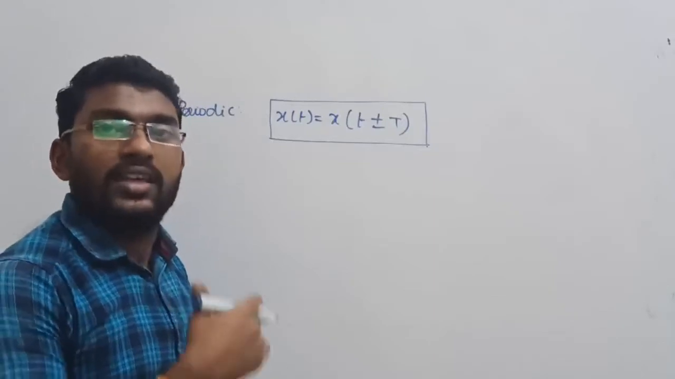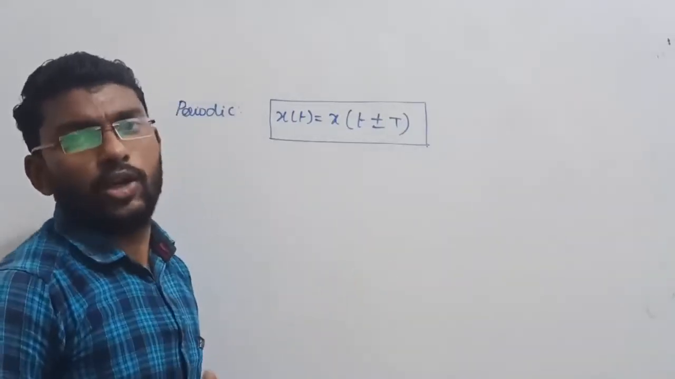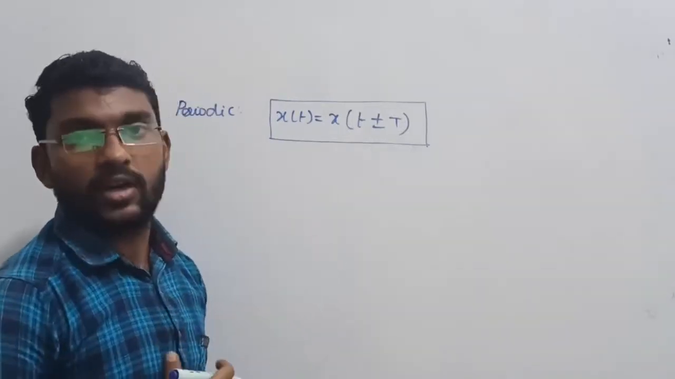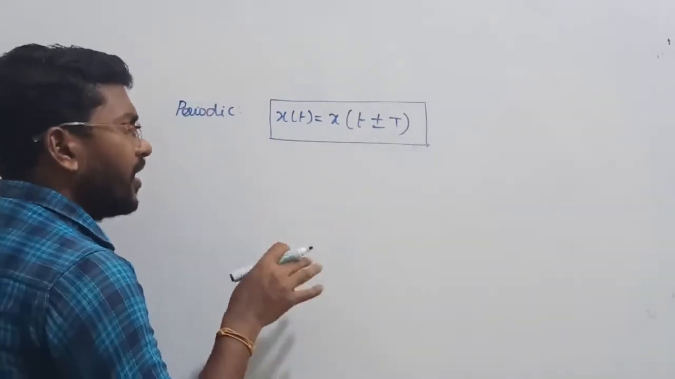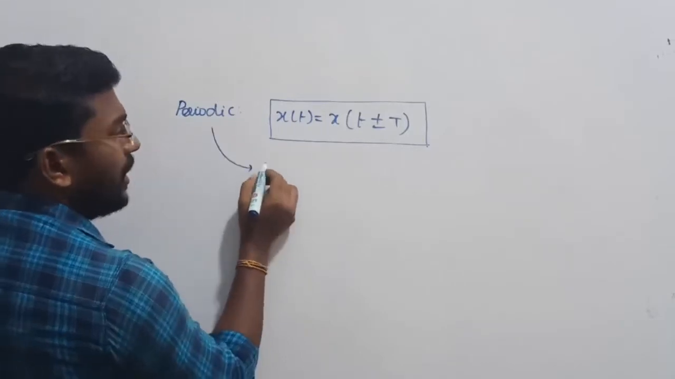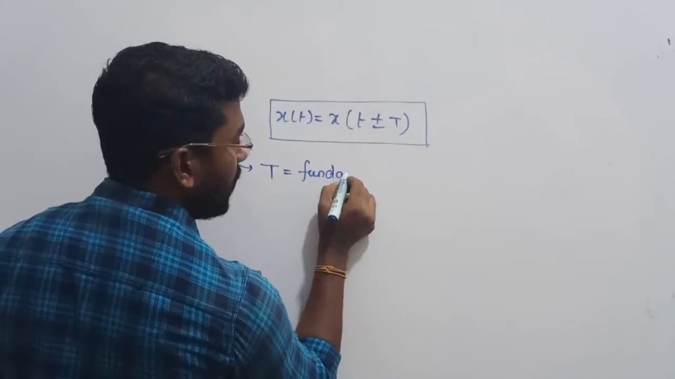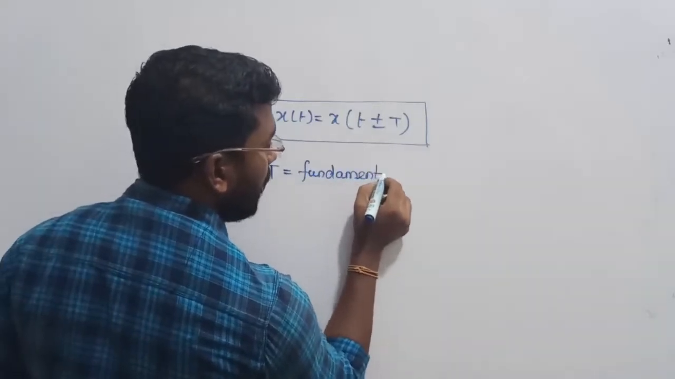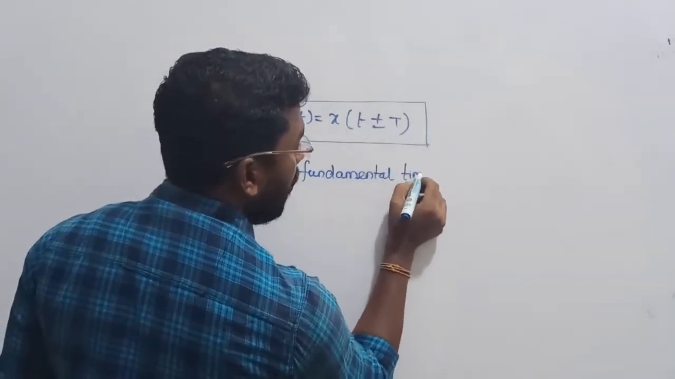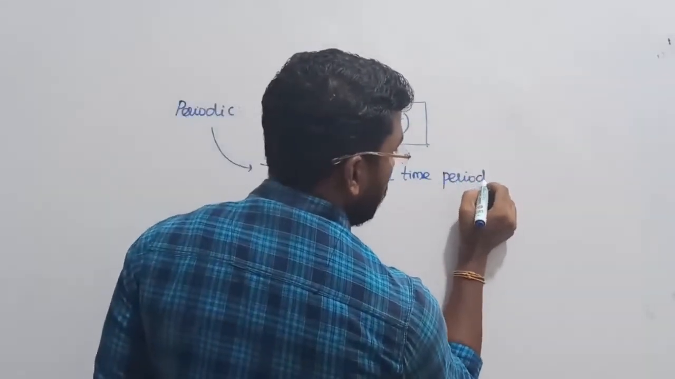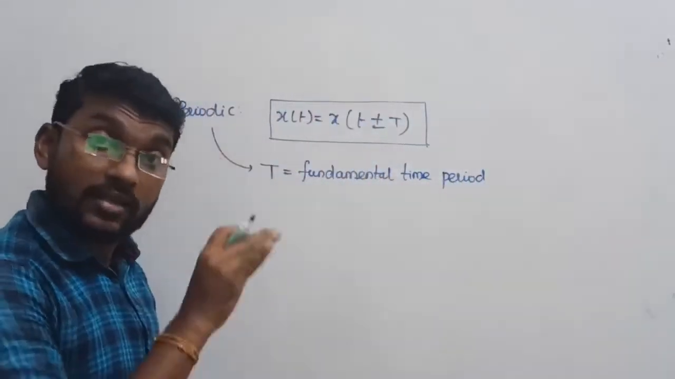You don't need to consider all the time periods, you can consider only the first cycle and its corresponding time period, right? So always for a periodic signal, the time period is the fundamental time period. That is, for a periodic signal T is called the fundamental time period. The time period will always be predefined. That is called the fundamental time period. For a periodic signal, this fundamental time period is always predefined.